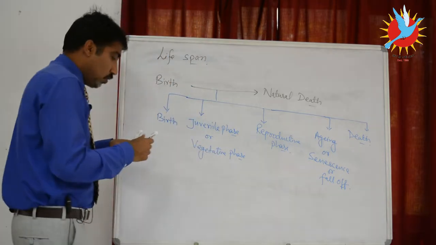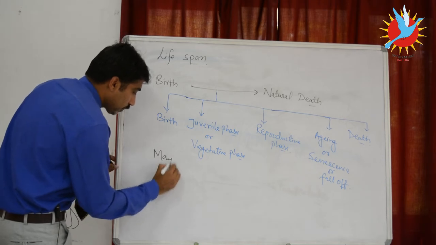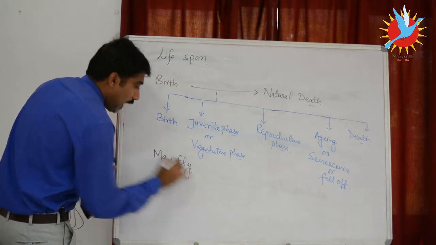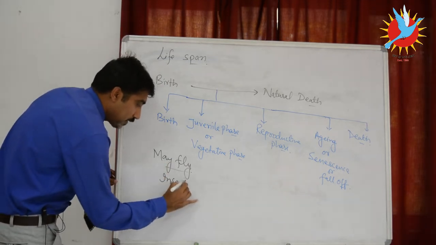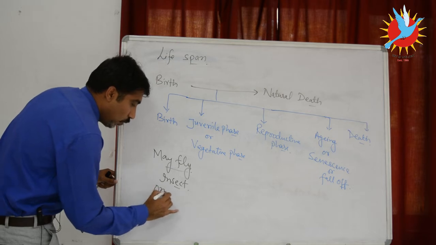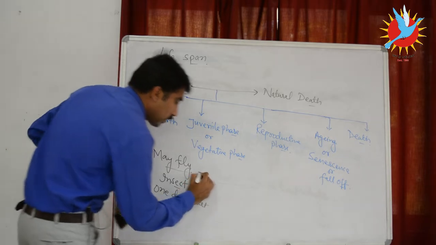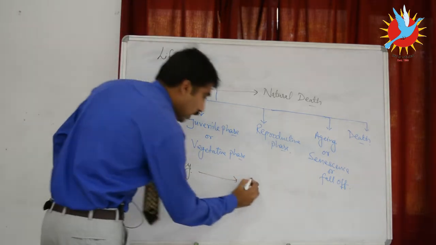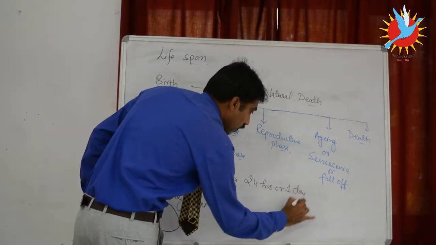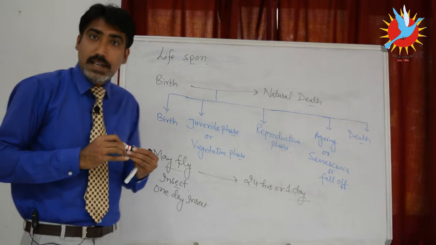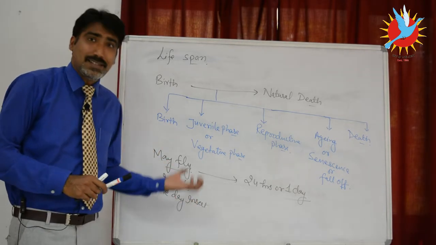Let me give you one example: the mayfly. It is an insect, and this insect is called the one-day insect, because the lifespan of a mayfly is only 24 hours, or a day. That is why it is called the one-day insect. This is the kind of insect that has the shortest lifespan.